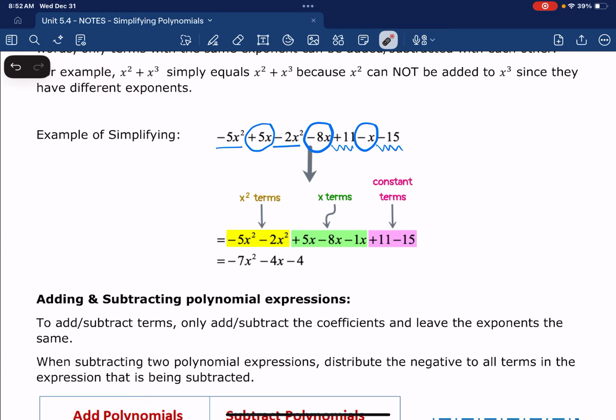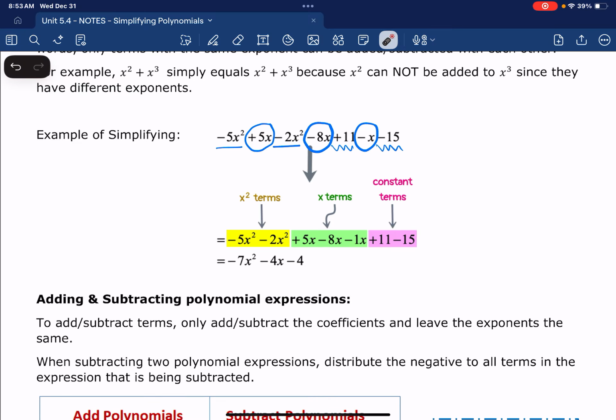So let's combine those together. So we have 5 minus 8, which is negative 3, minus 1 more is a negative 4. So that's where we get this minus 4x from. And then there at the end, we have this plus 11 minus 15. That gives us our minus 4.